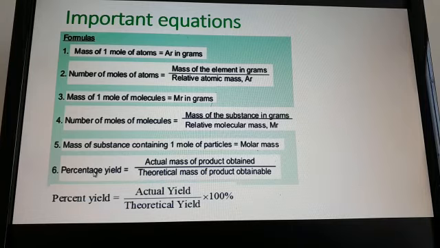decimeter cube. Percentage yield is the actual mass of the product obtained divided by the theoretical mass of the product obtainable, times 100. This is the actual yield divided by theoretical yield into 100. That is the way we have to calculate with the equations. In the worksheet I will give you some examples. After doing that, you should clearly understand that. Okay.